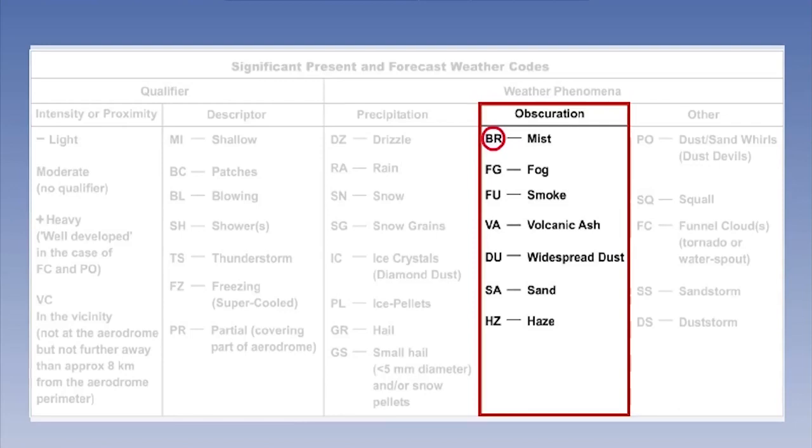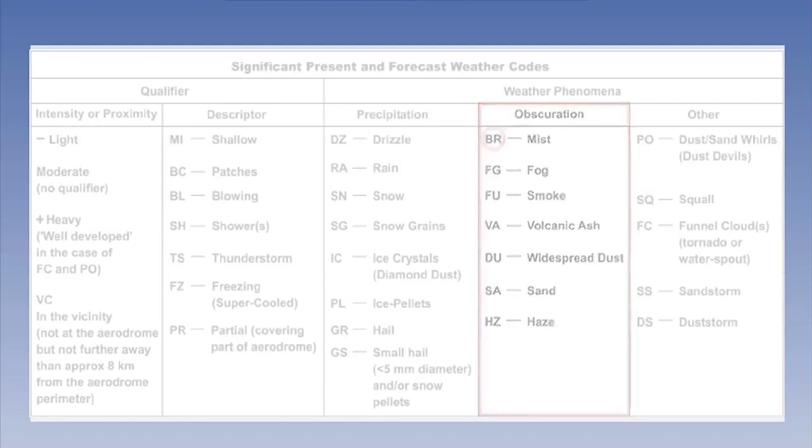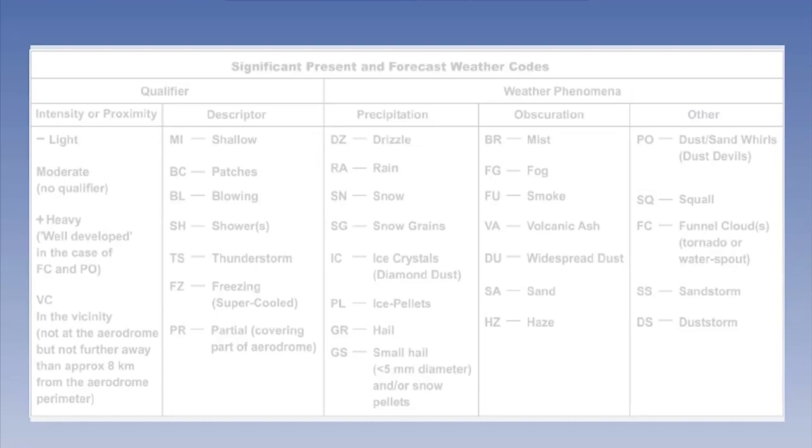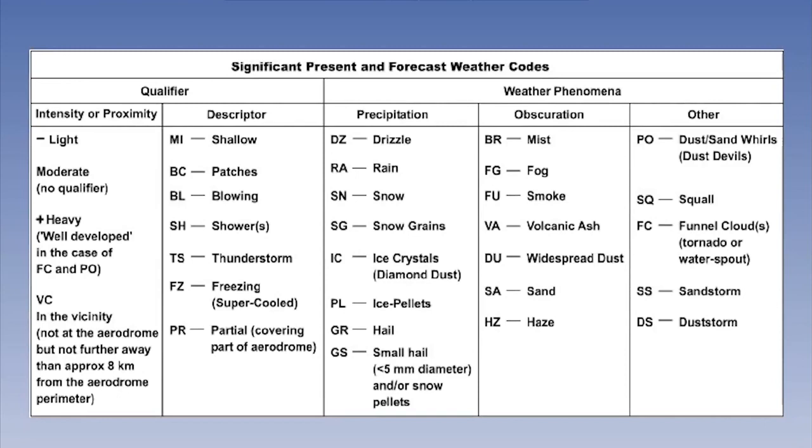Some of the letters used in these columns emanate from the French words for the phenomena. This may help you remember 1 or 2 of them. For example, BR for mist comes from the French word for mist, which is brume. The final column contains all other members of the weather phenomena which haven't already been included. This group mainly consists of more unusual events that are rarely reported, but which are very important nonetheless. This completes the whole table of the weather group of the METAR.